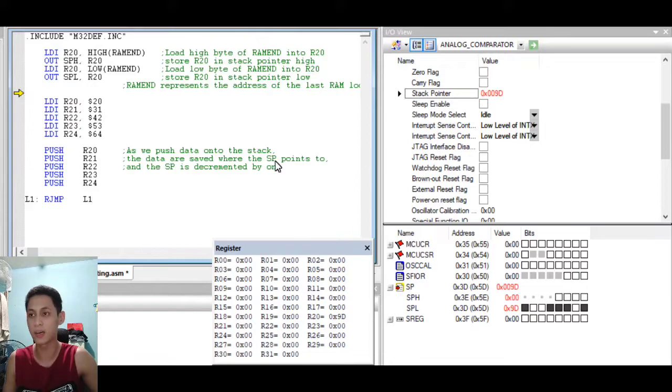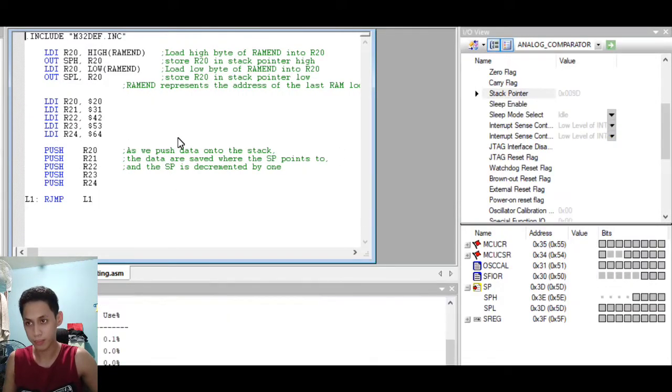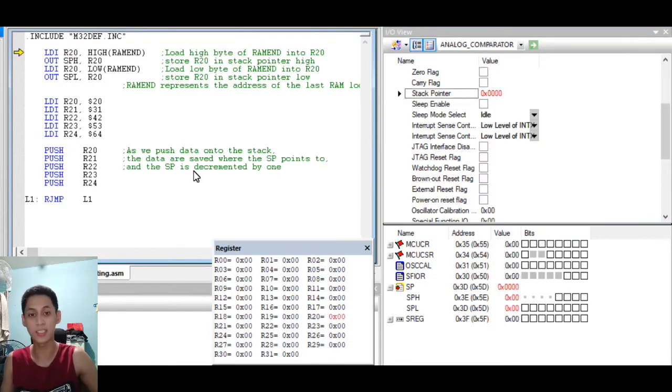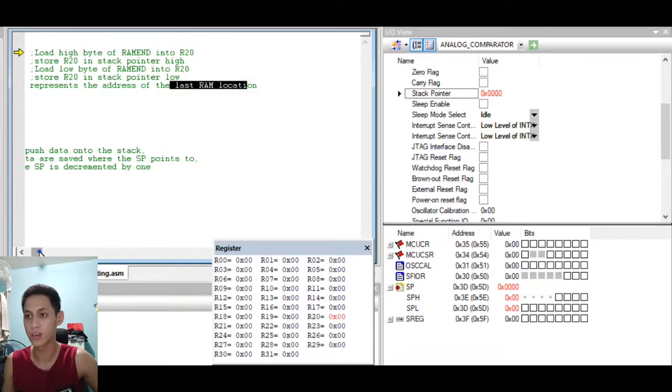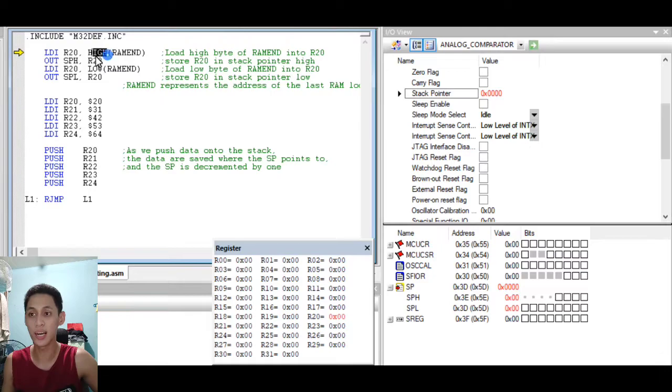So here is the ABR and we are going to execute it and explain each instruction one by one. We can see here that LDI R20 is loaded with high RAMEND. What is RAMEND? RAMEND represents the last RAM location, and it is loaded with high. That means LDI R20 loads the high byte of RAMEND into R20.